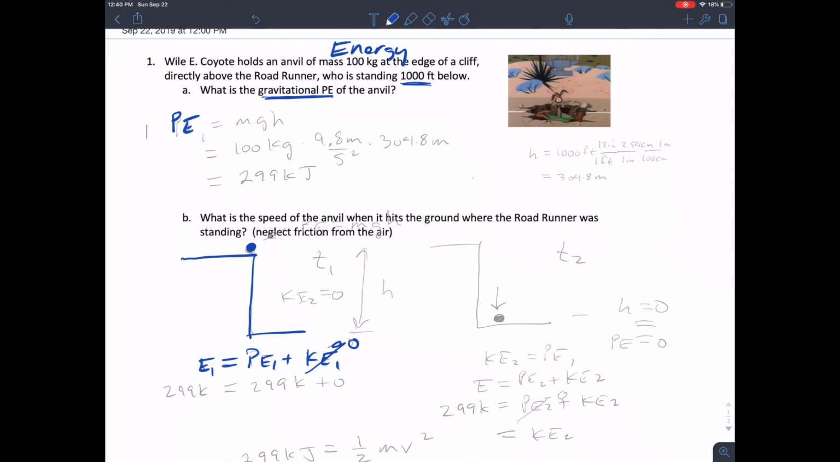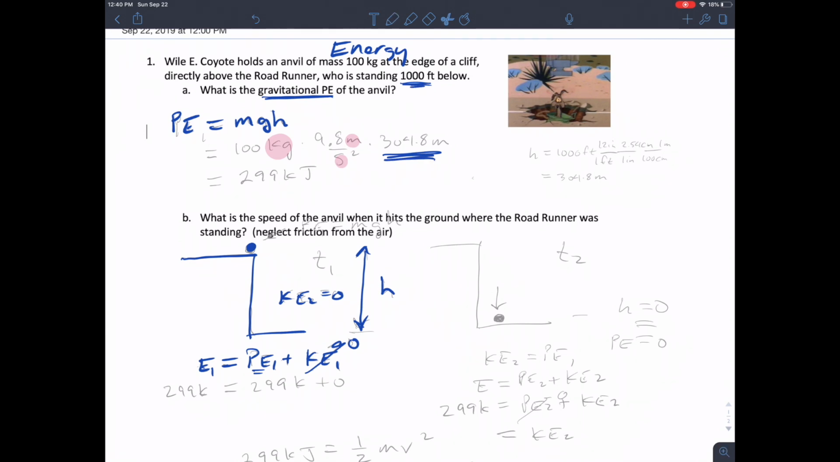Okay, so the potential energy, on the other hand, we can calculate that because we know that the anvil is at a height of h. Okay, so the kinetic energy is 0. And what is the potential energy? So what we know is that for potential energy, it's mass times gravity times the height. All right, so then we check when we start to plug into this, what are our units? We look at kilograms here, we're looking at meters per second squared here, and then we need to make this conversion to get the 1,000 feet into meters.